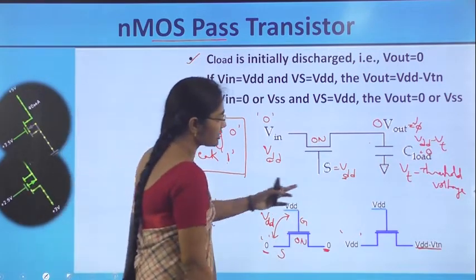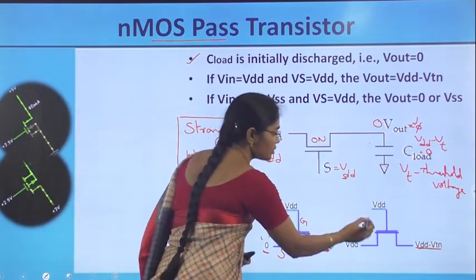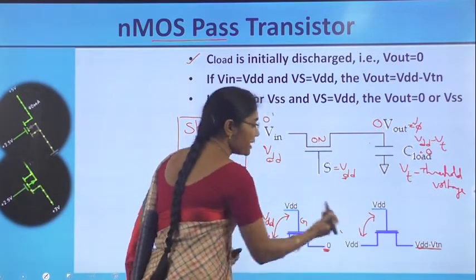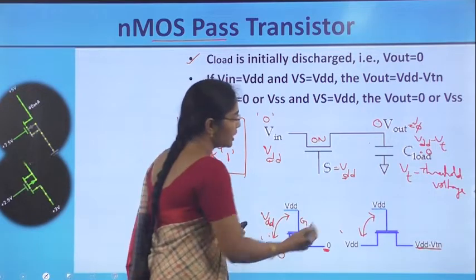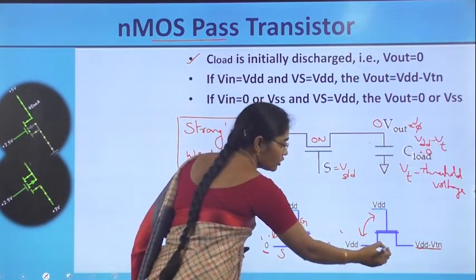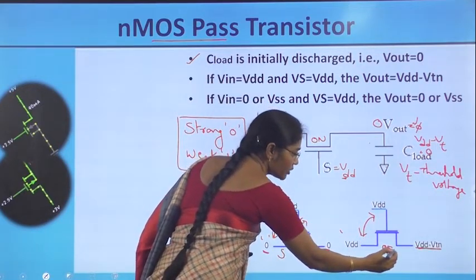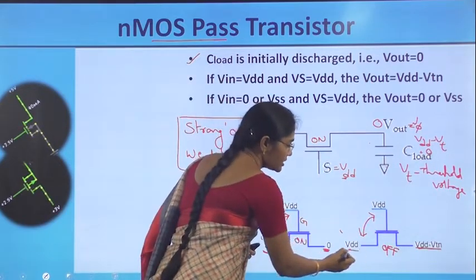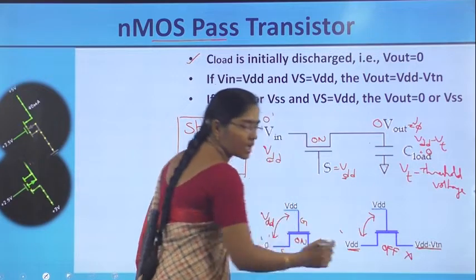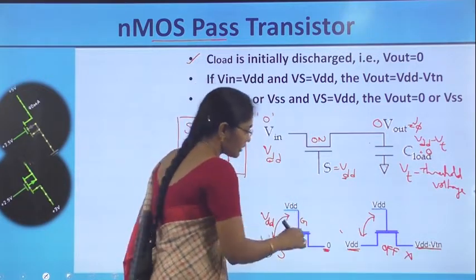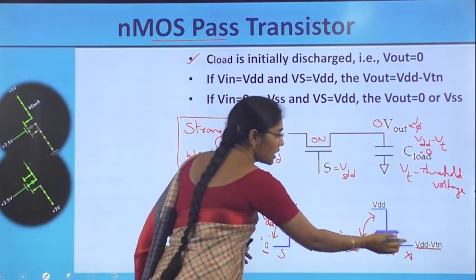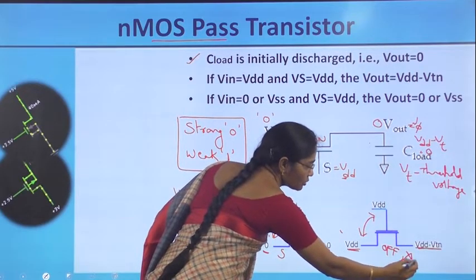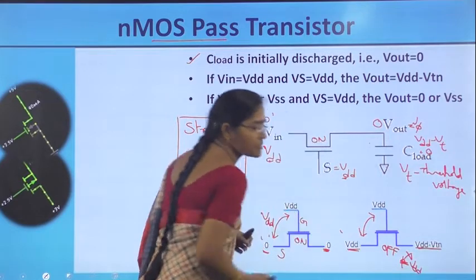Now, let us come to this case. Gate potential is VDD and source potential is also VDD. Then VDD minus VDD is equal to 0. Then this switch is going to be off exactly at VDD volts. Off means open, so VDD is not going to the output side. Therefore, the output never becomes VDD.